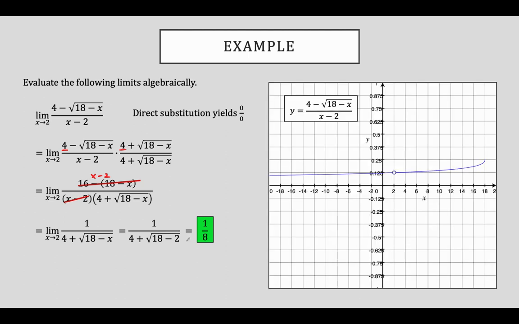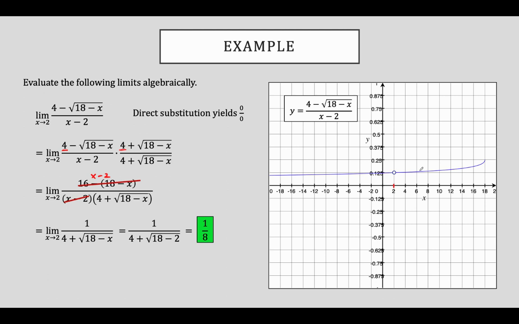Again, we can verify this answer graphically. Here I have the graph of my function, (4 minus root 18 minus x) divided by (x minus 2). As my x values approach 2, I have a hole in the graph at x equals 2. But even though there is a hole, the y values are getting closer and closer and closer to 1/8 as x approaches 2 from both sides.